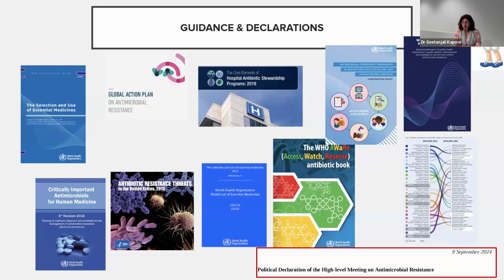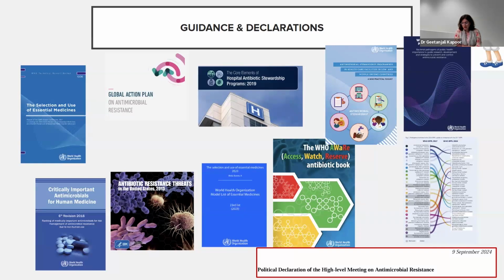So, for example, the Global Action Plan on AMR, a WHO document which came up in April 2015, I think. This lays out guidance for all the countries to create their own national action plan. And it again talks about strategies, 5 different strategies on which the focus should be done by the countries.